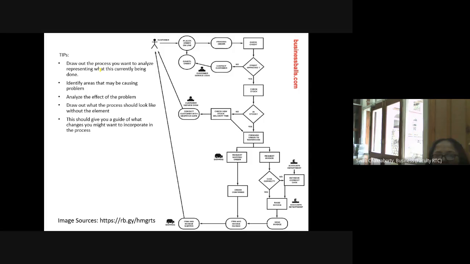So see this. This is an example of business process modeling, right? Draw the process you want to analyze, representing what is currently being done. Identify the areas that may be causing problems. Look into it and analyze it, then draw out what the process should look like without the element which is causing the problem. This would give you a guide of what changes you might want to bring into the process. Look into this and you can find it out. These are some more links for business process modeling, on how you can use it, and examples.